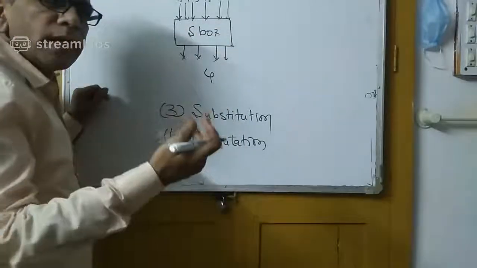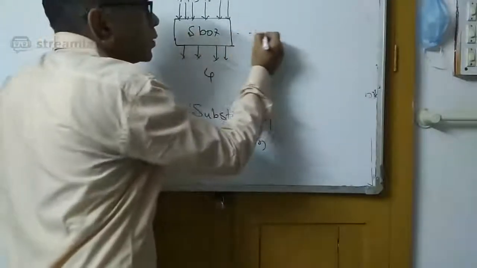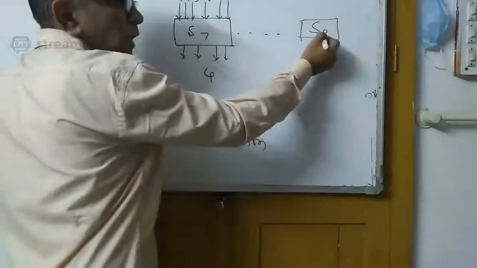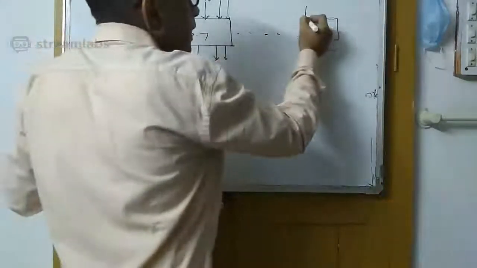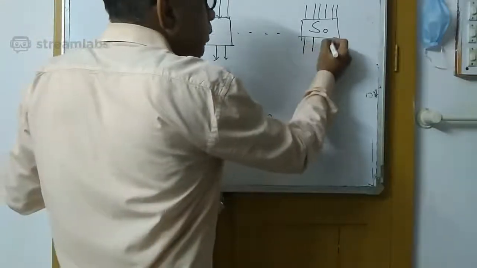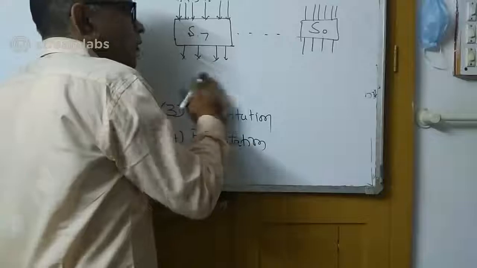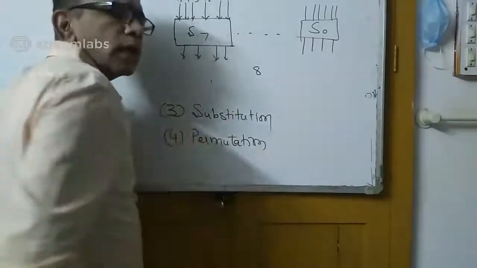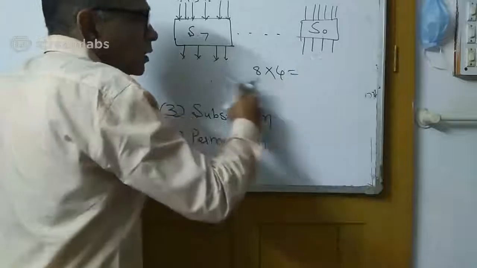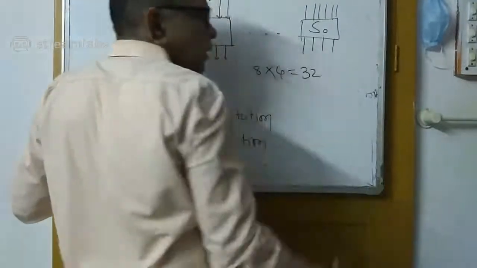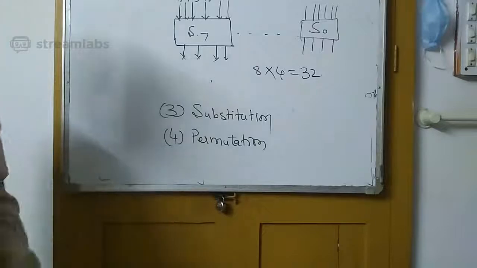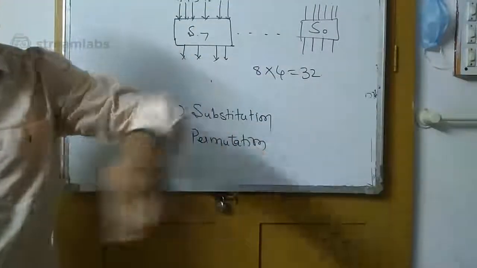Now what exactly do we get after performing the operation on all 8 blocks? I am starting from S0 and going up to S7, so that means I have 8 such S-boxes. All these S-boxes are giving a 4-bit output. There are 8 S-boxes, and the output of each S-box is 4 bits. So when I multiply these, the outcome I am going to get is a 32-bit output. Collectively we take this 32 bits as the output of the S-box. So in the substitution stage, again you are bringing the value back to 32 bits.